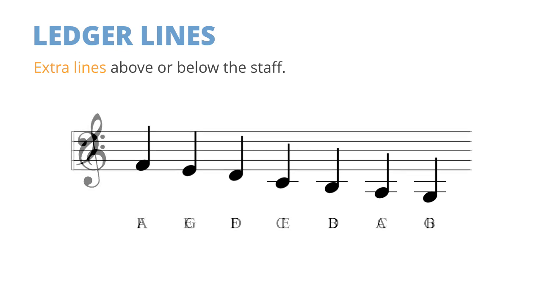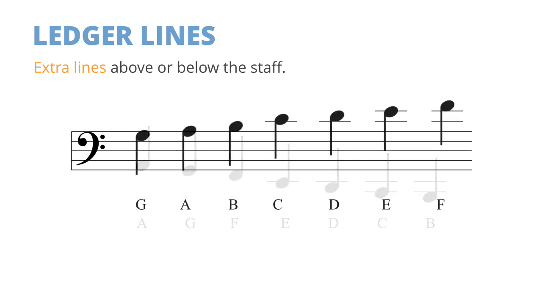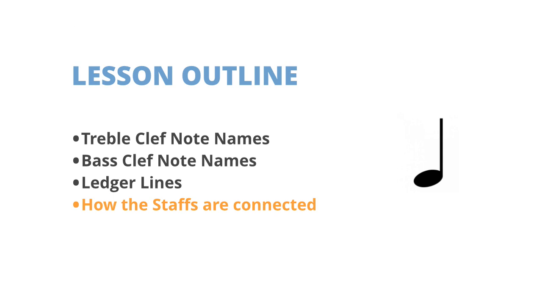Ledger lines can be used on any clef. Here are the lower ledger lines for the bass clef. And here are the higher ledger lines on the bass clef. Now there's one here that's really special, and that's the C circled here. It has to do with how the treble clef and bass clef are connected in the grand staff.